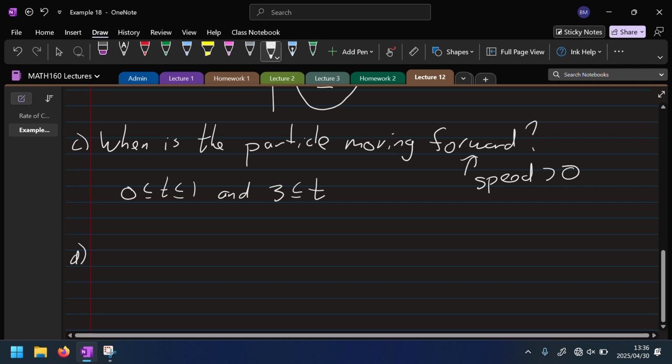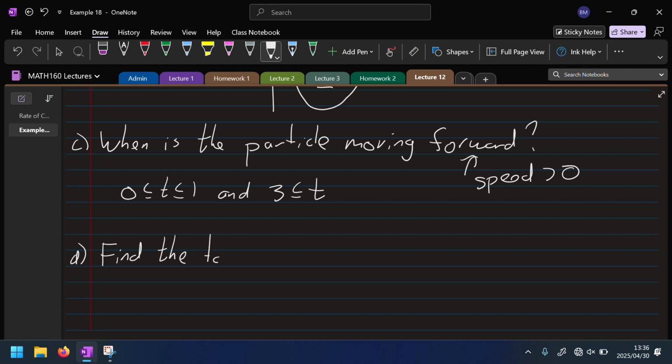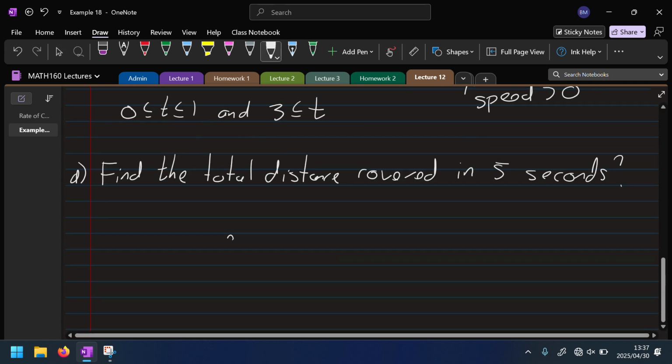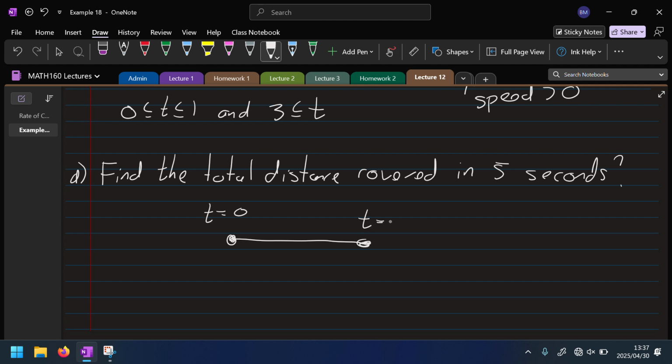Okay, D, find the total distance covered in 5 seconds. So I'll set this up and then you can fill in the details for homework. So we look at the picture here. From 0 to 1, there's positive speed. So we say the particle's moving to the right. So let's say it starts over here. It's going to move to the right from t equals 0 to t equals 1. Okay, it's moving to the right. It has that positive speed. Let's say that distance is a.